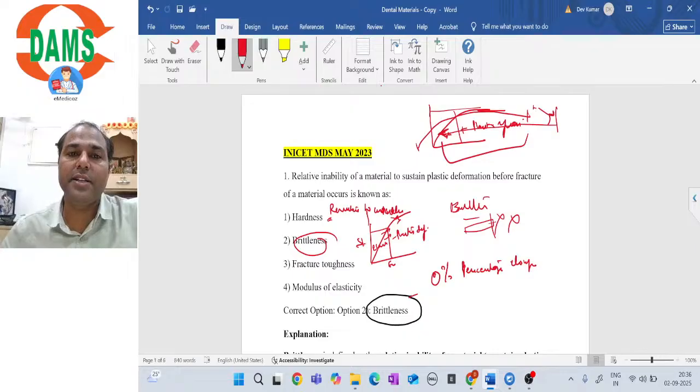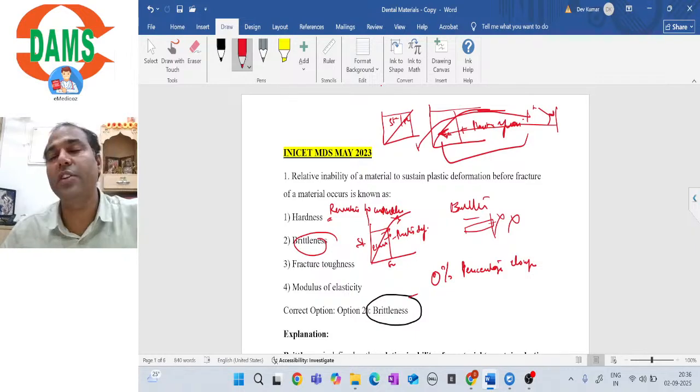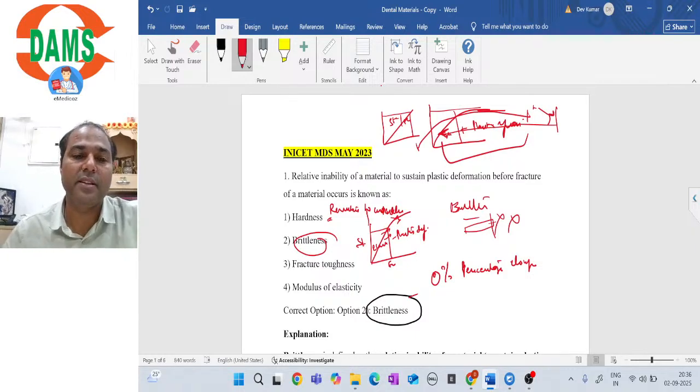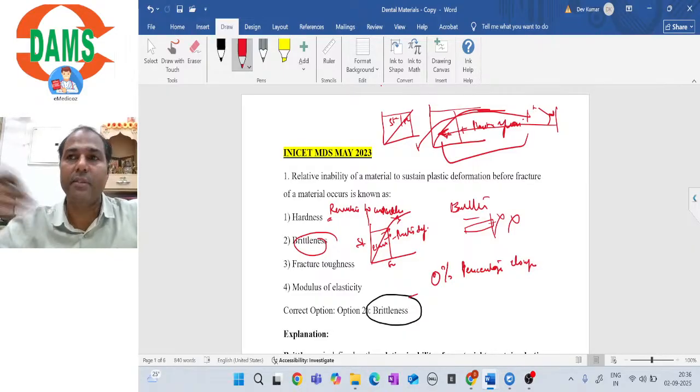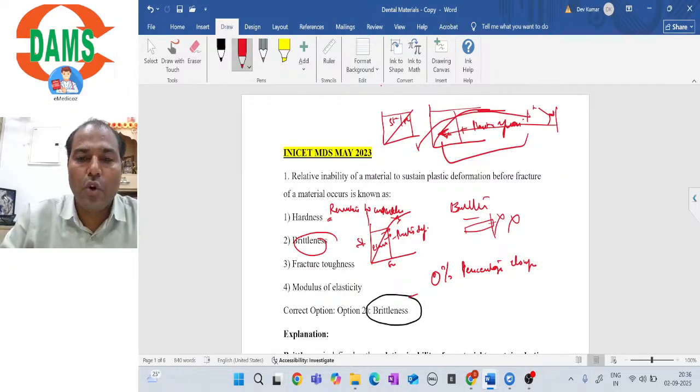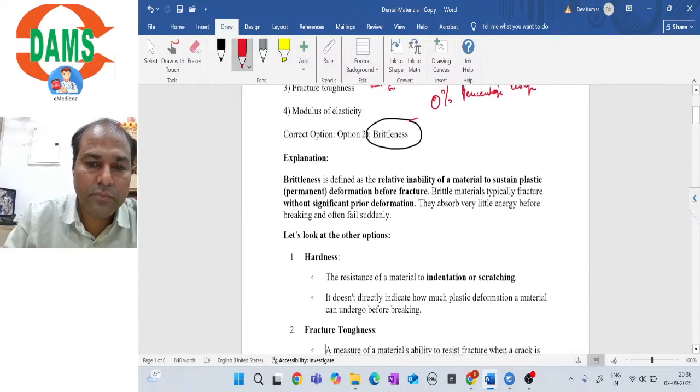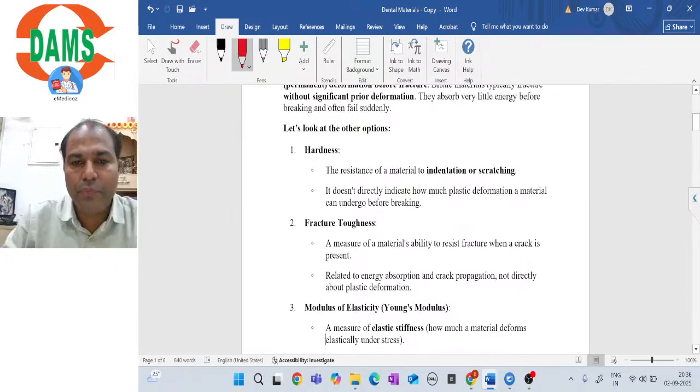And modulus of elasticity, as I told you in my previous class, it is the slope, the straight line of stress versus strain. Okay, it is the relative rigidity or the stiffness of the dental material. The more the modulus of elasticity, the more rigid it will be. Okay, clear है? तो modulus of elasticity, right, I have told you.